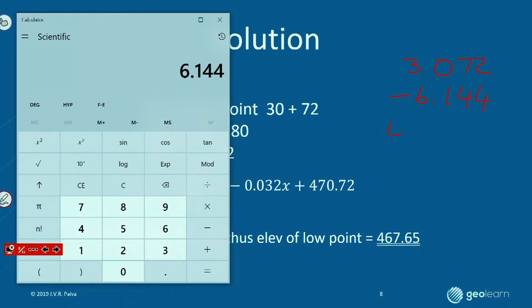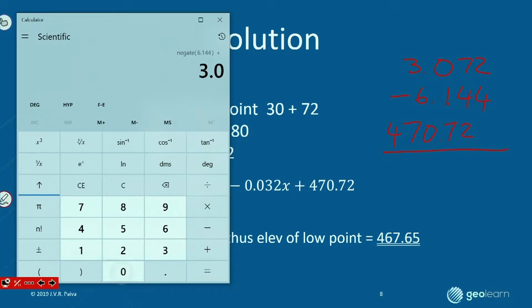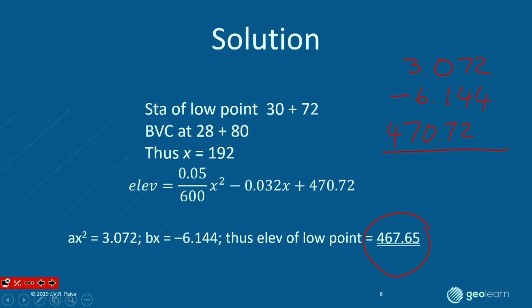And then we're going to add the 470.72, which is C. So if we sum all of these together, I'm just going to take the 6.144 that I already have in my calculator and change it to negative, then add to it 3.072 and then add to it 470.72 to get 467.65, and that's what I have here. So hopefully you got that as the correct answer.